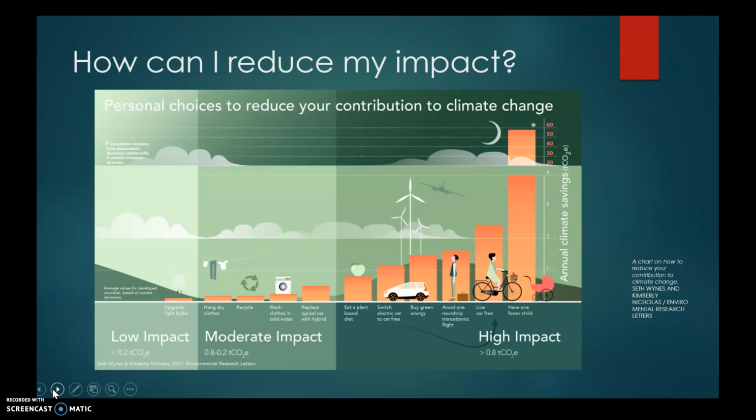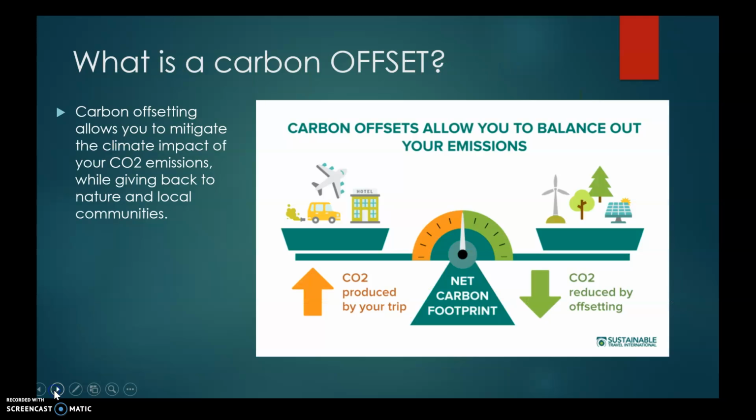And then of course we can move to high impact. If you can reduce your beef consumption, you really are going to impact your carbon footprint. You could switch to an electric car, which I know some of these are not feasible for college students, but you could switch to an electric car. You could buy green energy. You could avoid round trip transatlantic flights, so you could reduce your air travel. That's one way. You could also travel more by bicycle. So these are ways that you can reduce your impact in terms of your carbon footprint.